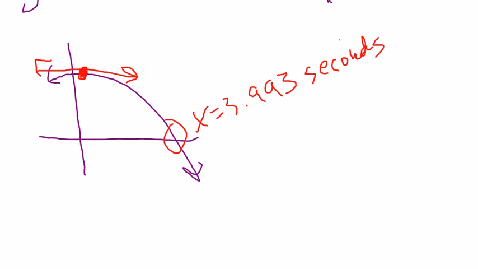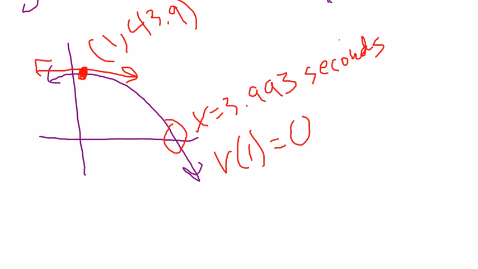Okay, so velocity, find the maximum. So go ahead and do that, and we'll find that we get the point 1, 43.9. I'm doing that from memory, hopefully that's right. But again, interpreting this tells us that the velocity is 0 at x equals 1, or essentially the velocity is 0 after 1 second. It also tells us that the max height is 43.9 meters.